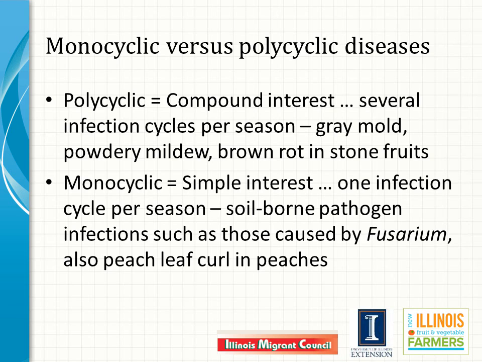In contrast, monocyclic diseases cause only one infection cycle per crop season, although multiple cycles can occur in one year if succession plantings of vegetables provide a new crop for infection later in the summer or fall on the same ground or plot. Examples of monocyclic diseases, or simple interest diseases, include root or crown infections caused by fungi in the genus Fusarium or other soil-borne pathogens, and peach leaf curl of peaches.